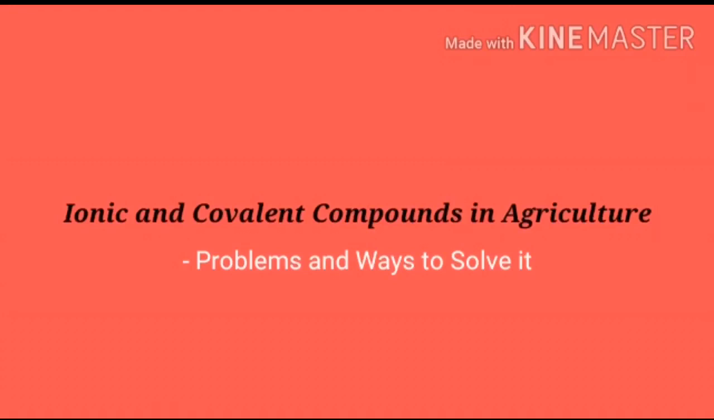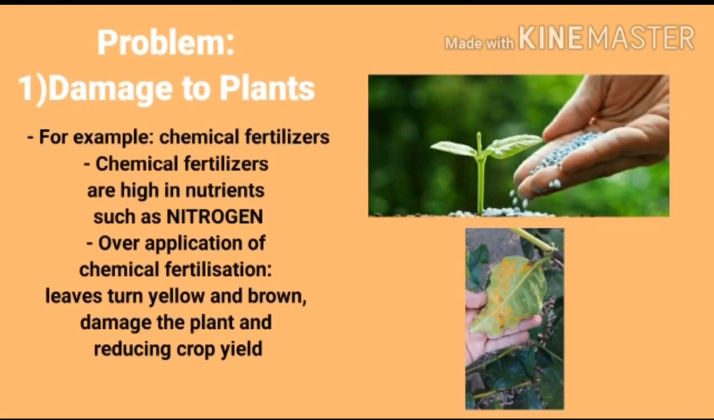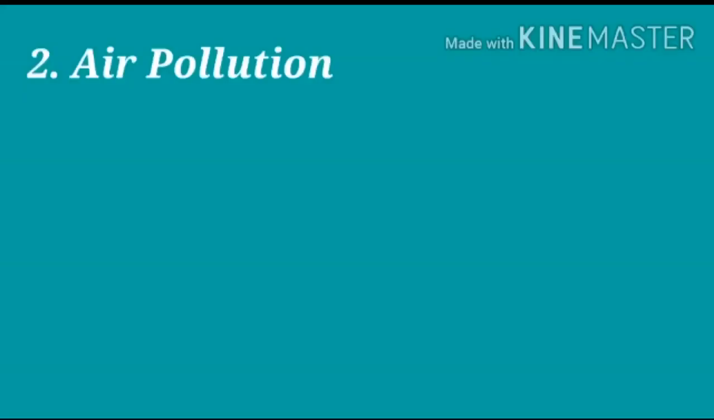Today I will be talking about the problems of ionic and covalent compounds in agriculture. The first problem would be damage to plants. Chemical fertilizers are high in nutrient content such as nitrogen. Over-application of chemical fertilizers to plants may cause the leaves to turn yellow and brown, damaging the plant and reducing crop yield. Chemical fertilizers can also cause air pollution.